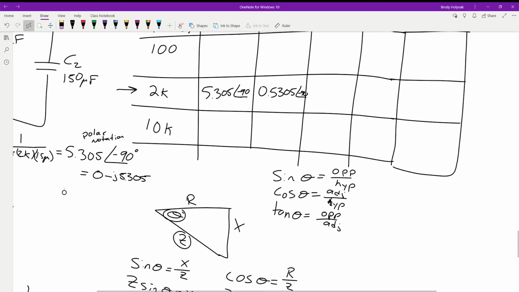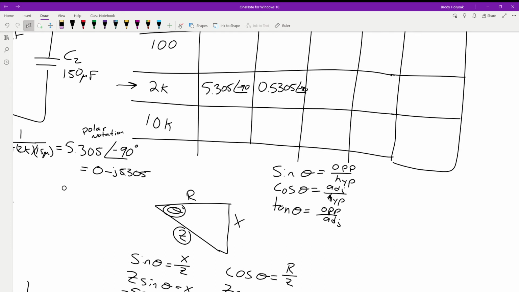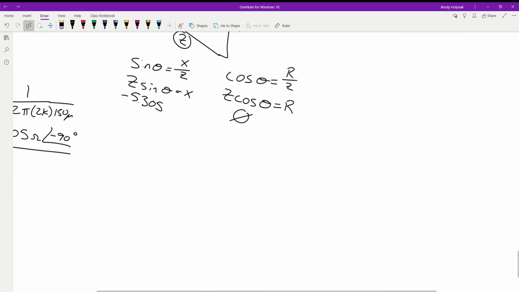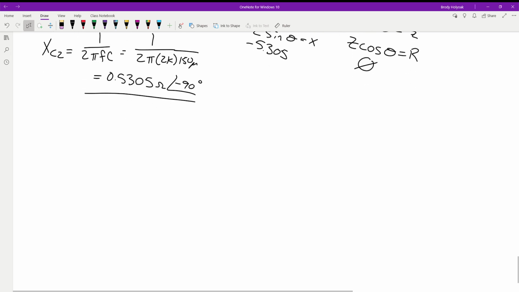So the first thing we want to do is, we could use voltage divider, and we'll use that as a double check, okay? But we want to solve for the voltage drops across each of these capacitors, and then we also want to get our current total. So we need to solve for the voltage of these guys.